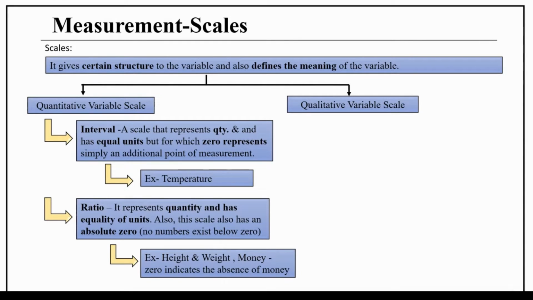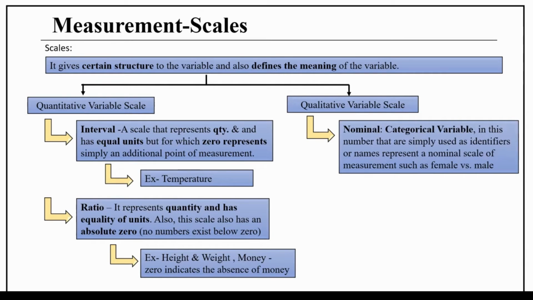Now let's go to the qualitative variable scale. The qualitative variable scale can be defined either by a nominal scale or an ordinal scale. Nominal scale. In this, numbers that are simply used as identifiers or names represent a nominal scale of measurement, such as male, female. In simple words, we can say that a nominal scale is categorical, based on names which are unordered. For example, gender or religion.